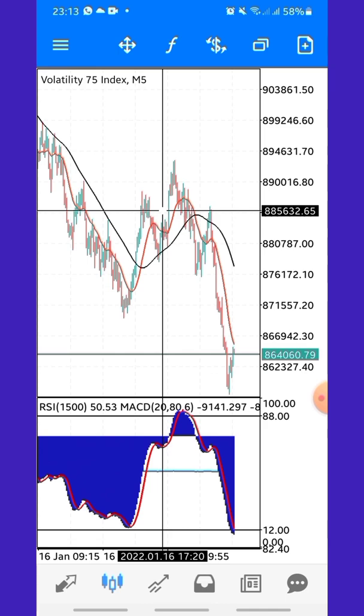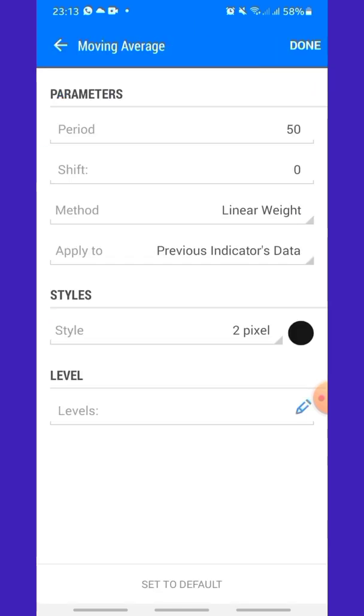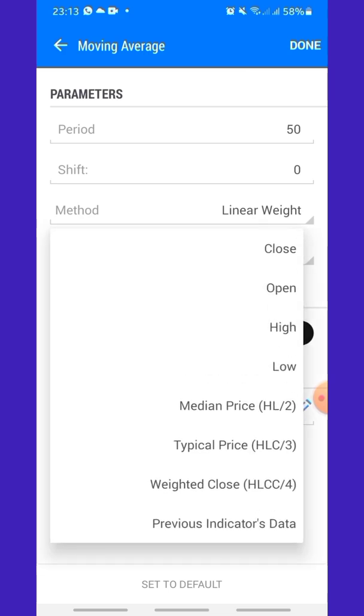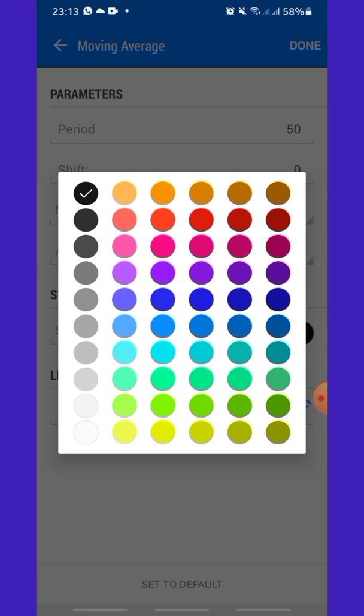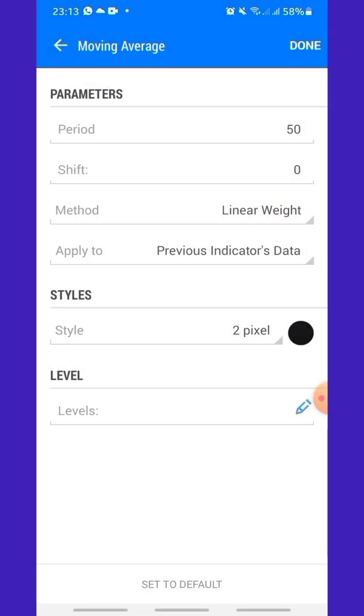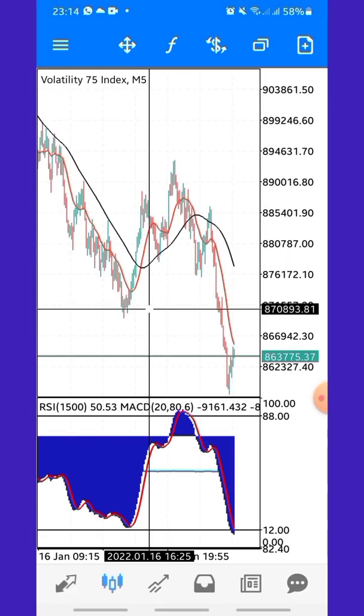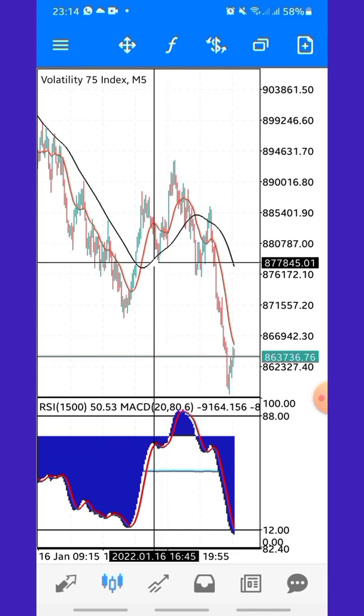Alright, the next moving average is the period 50, shift zero, method linear weighted, apply to previous indicator data, and the style is 2 pixel. The color is black, and when you're done like this, you just click on done. So you just apply this black moving average on your main chart.